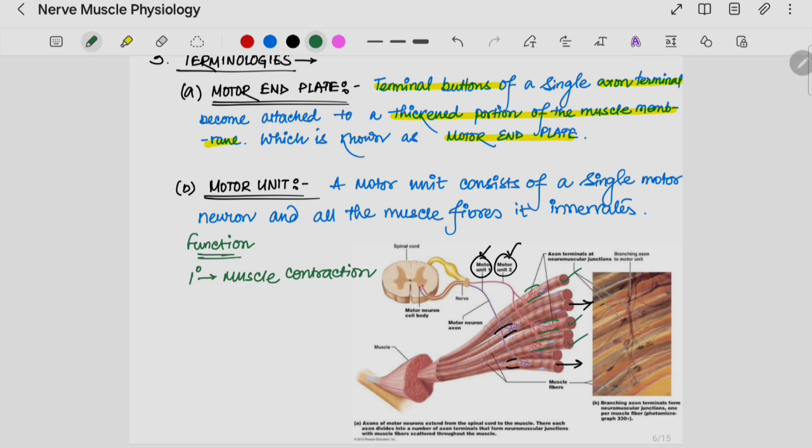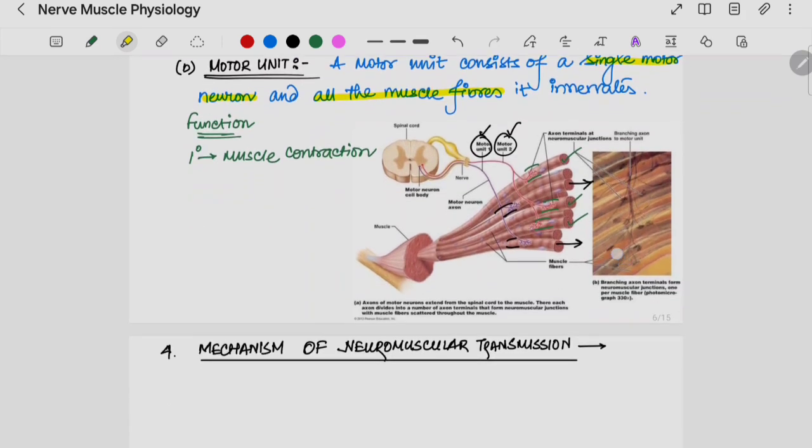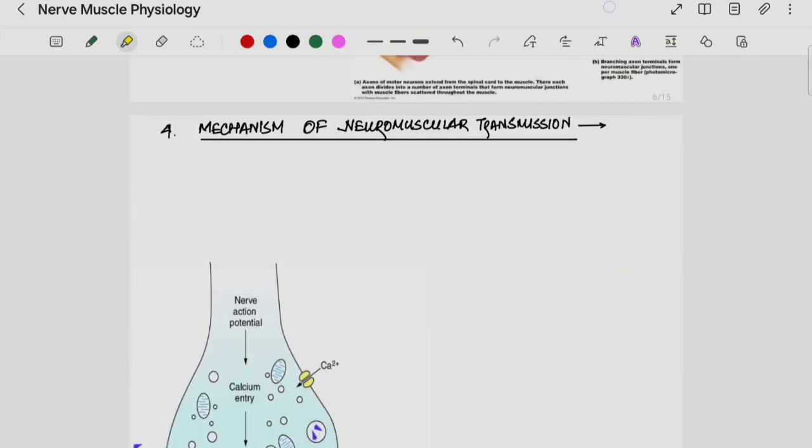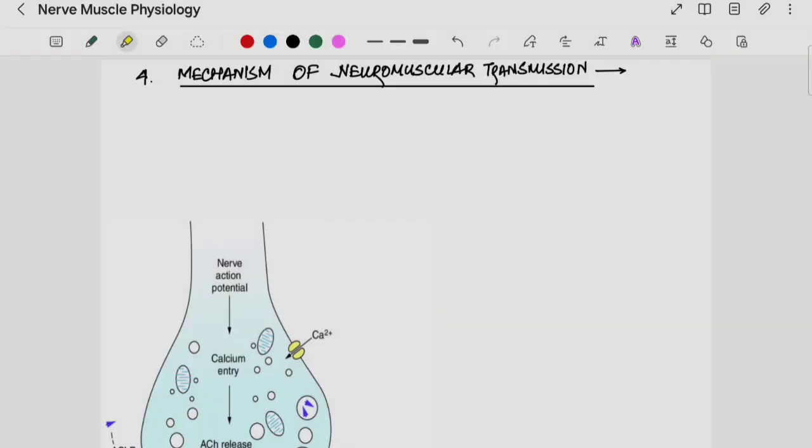So it is the motor unit where a single motor neuron supplies different muscle fibers, right? Now comes the most important one, that is the mechanism of neuromuscular transmission. It's a very important topic in all exams and a very important concept to understand. We understand this topic in a flowchart manner so that we can understand it thoroughly, right?